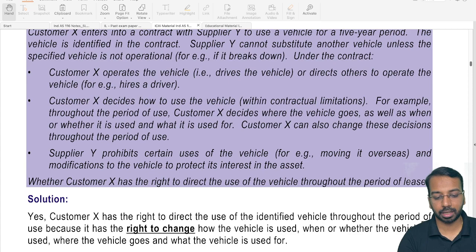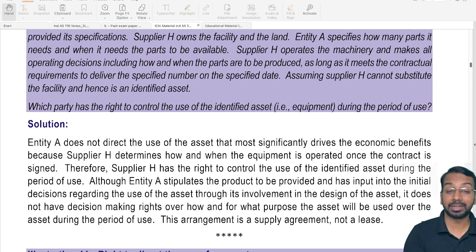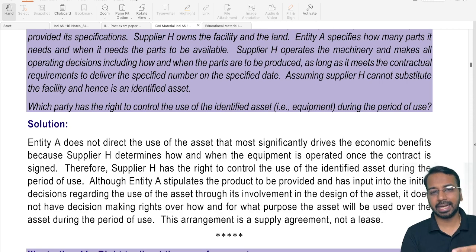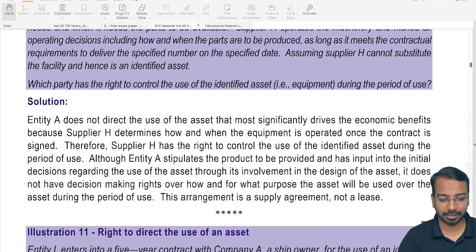Another important aspect of whether we say that the customer has the right to use the asset, or the right to direct the use of the asset, a very key criterion is: can I exclude, or do I have the right to ensure that nobody else can use that asset? That also gives me the right to direct the use of that asset. So if I have taken a building on rent, and that particular flat, that particular floor, I have the right to use the building. I can prevent anybody else from using that particular asset.